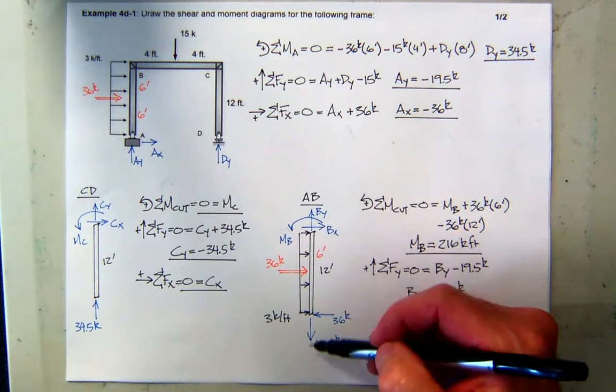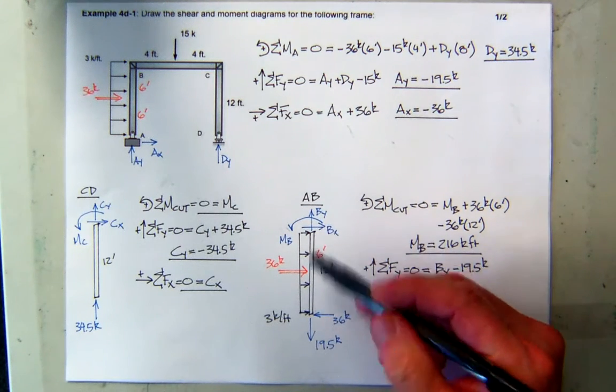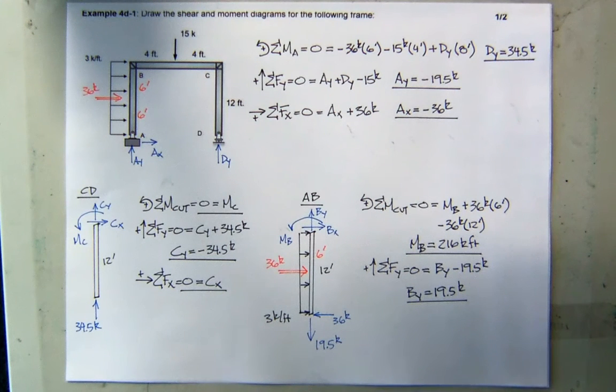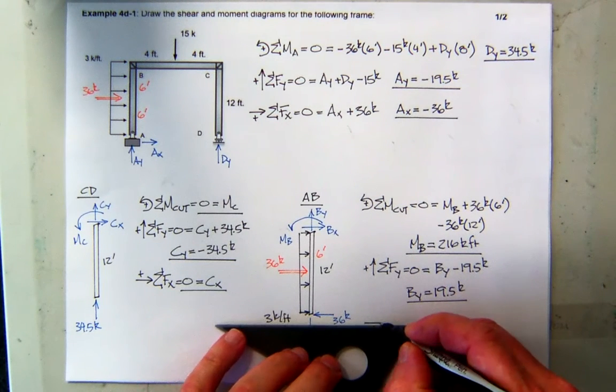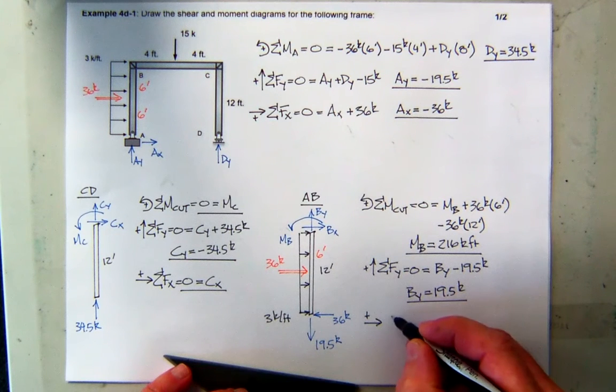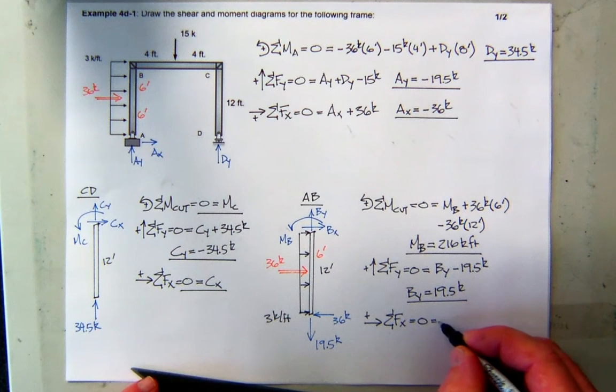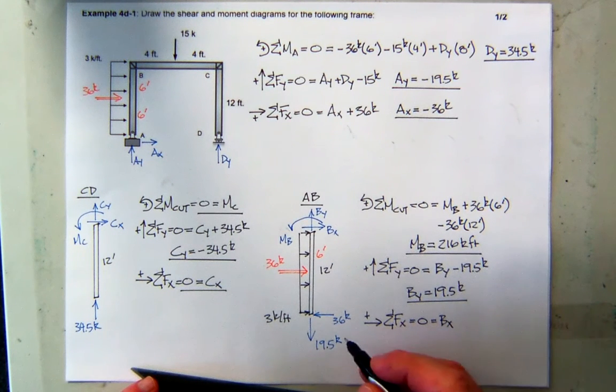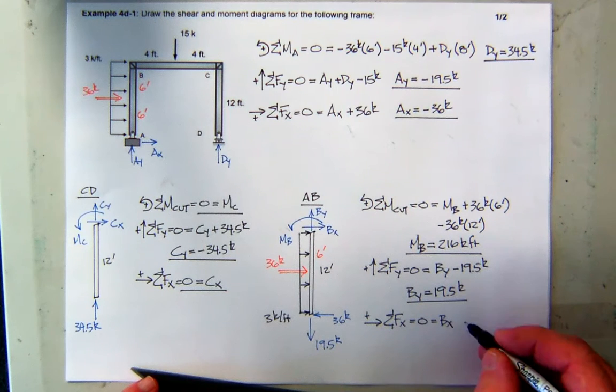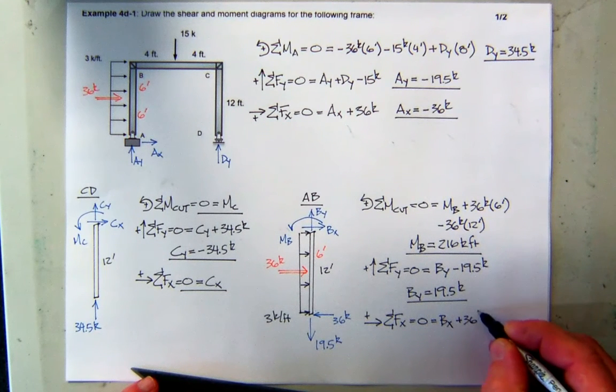So section AB is in axial compression or tension? Tension. Again, we're not doing axial diagrams, so we don't have to worry about it, but it is in tension. But we do need to know the x value. That will give us some information on the shear here. So I'll sum forces in the x direction, make sure it's equal to 0. So I've got Bx to the right, positive. I've got this 36 to the right, positive. I've got this 36 to the left, negative.